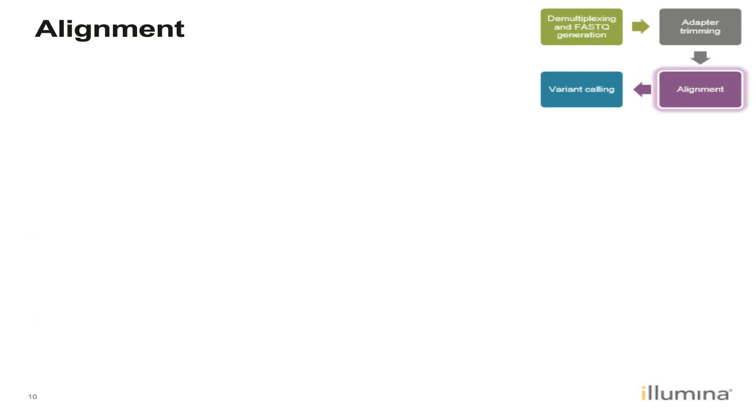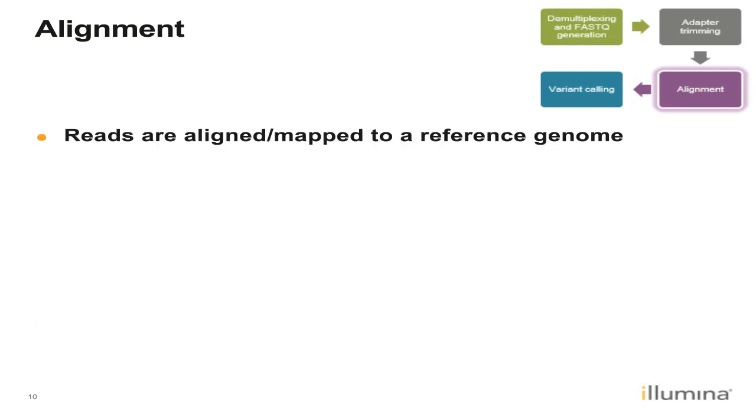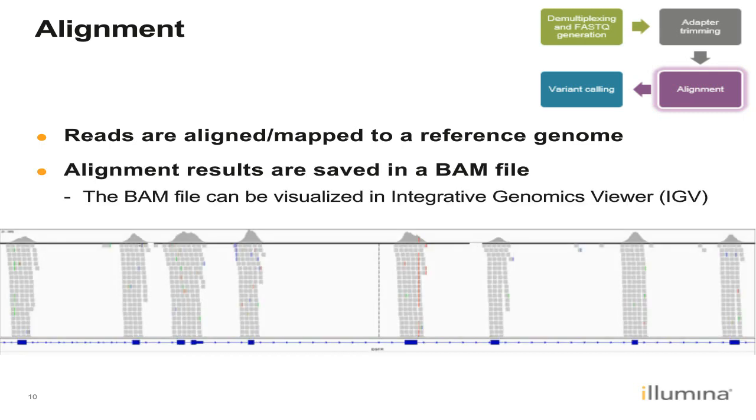Next, we move into alignment. So this is where the reads that have been adapter trimmed are aligned and mapped to the reference genome. This results in an alignment file. Typically, the output is a BAM file. And for all of our pipelines, the BAM file is the main alignment output.